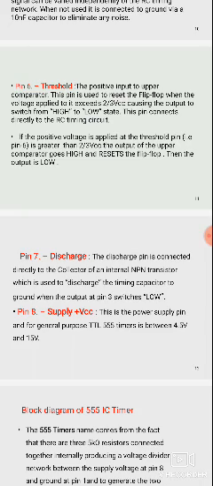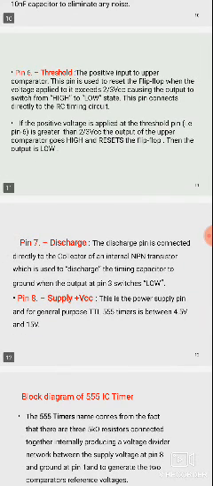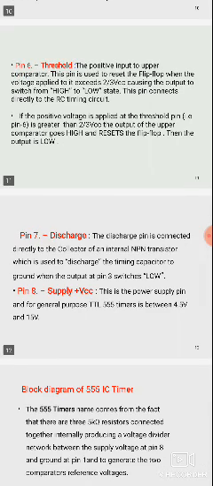The output of the upper comparator goes high and resets the flip-flop, then the output is low. So only when the threshold voltage is greater than 2/3 VCC does the output change from high state to low state. Otherwise it stays in the same state. If the triggering input is below 1/3 VCC, the output changes from low to high. When the threshold voltage is greater than 2/3 VCC, the flip-flop is used for resetting the output from high state to low state.